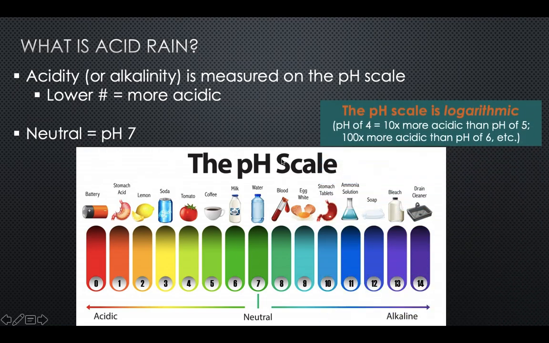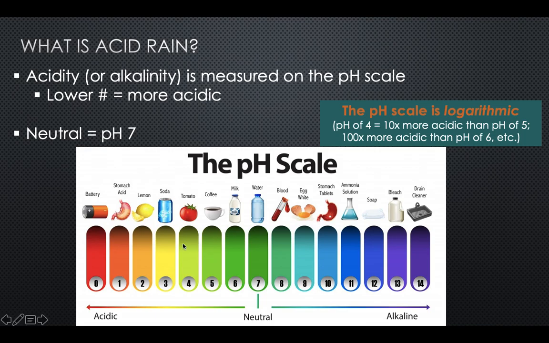One important thing, it's very important that you understand this. The pH scale is a logarithmic scale. What that means is, for every step that I take in this direction, I'm not just getting 2 times or 1 times more acidic. I'm getting 10 times more acidic. So milk is 10 times more acidic than water. Coffee, which is 2 steps over, is 100 times more acidic than water.